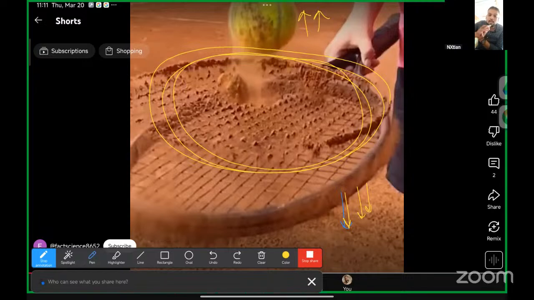It's not for a long time. It's just for a fraction of a second. That fraction of a second is because of inertia. Did you understand, guys?